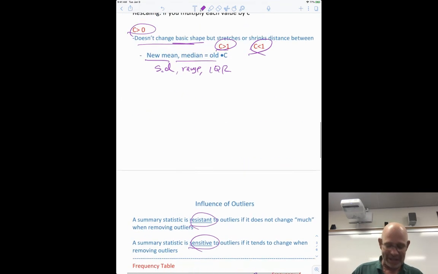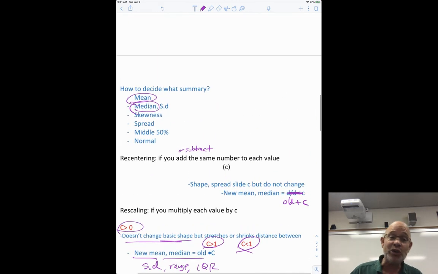So I think that's it for section 2.3. Sorry, that one's a little bit longer. Hopefully I didn't go too fast.